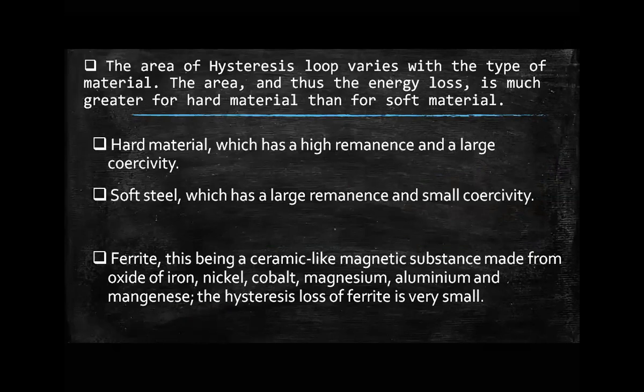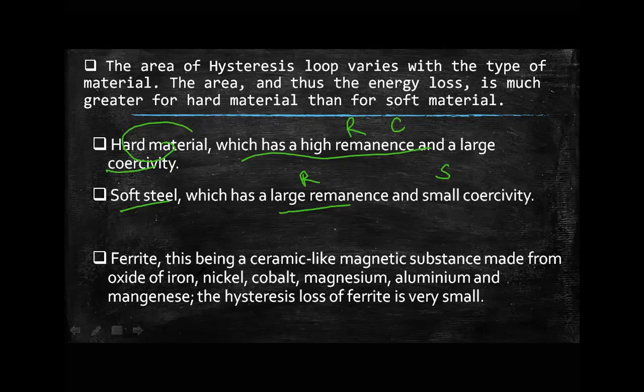So hard material, basically, has a high remanence and a large coercivity. So for hard material, the retentivity R is high and C is also high. Soft steel: retentivity is high and coercivity is small.